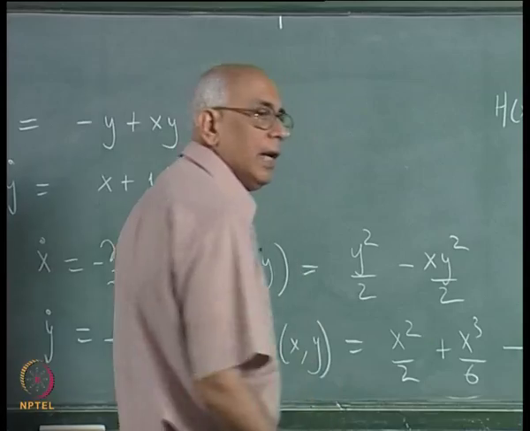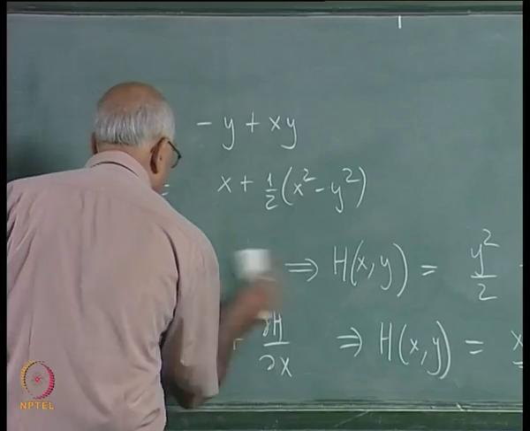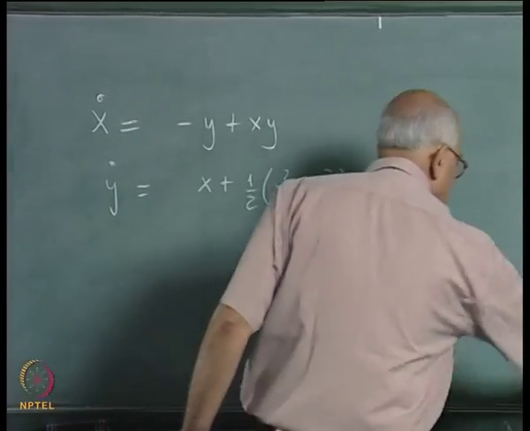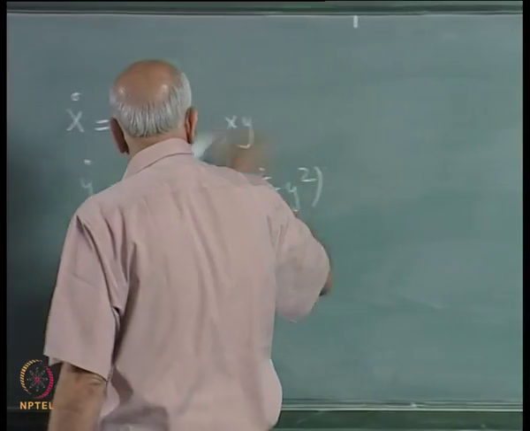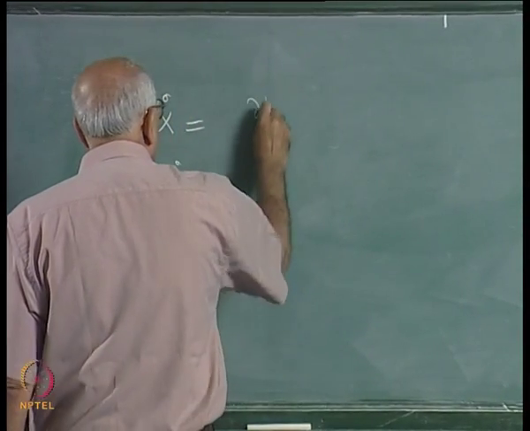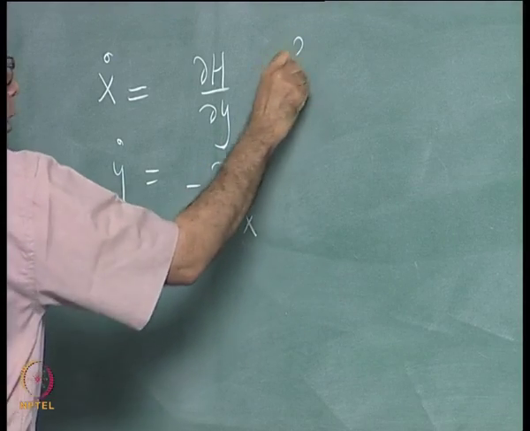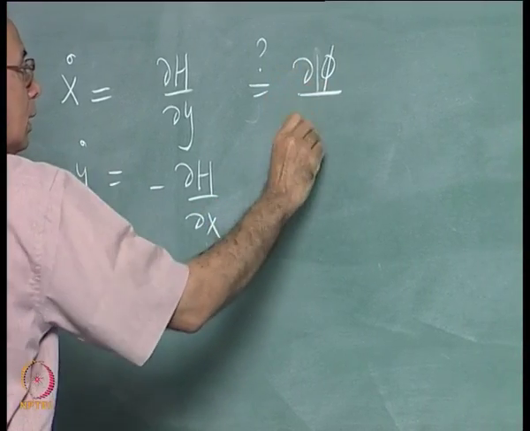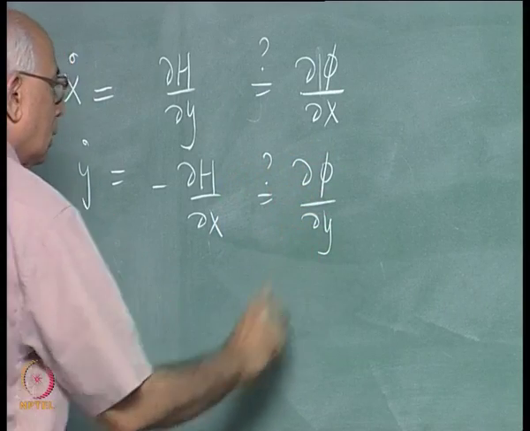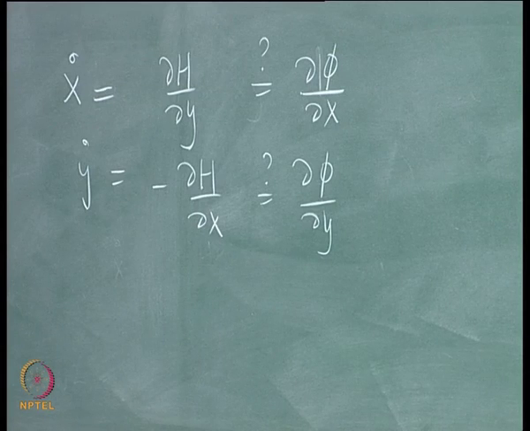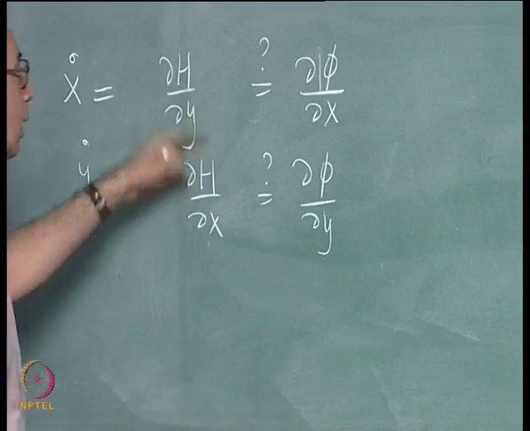Could this system also have been a gradient system? Could the same system also have arisen as a gradient system? What would happen then? In other words, the question I ask is, could you have the following? X dot is delta h over delta y, and this is minus delta h over delta x, but could this also be equal to some gradient of some scalar function? Can a Hamiltonian system be a gradient system simultaneously, is the question. If so, this would have to be true.